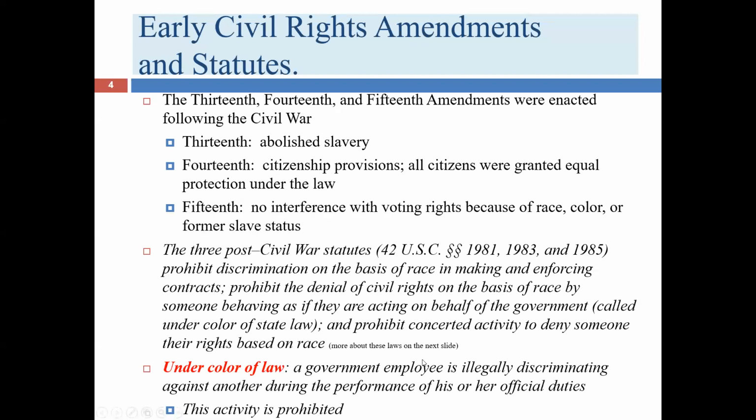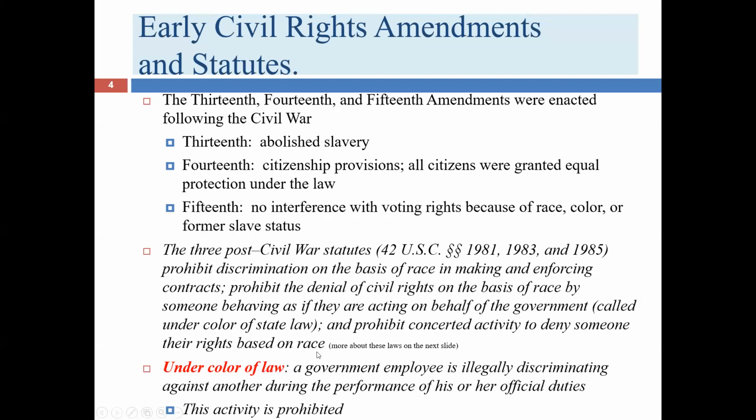I am violating the law. I actually don't have the authority that I claim that I'm having. And so in this context, we would say a government entity is illegally discriminating against another person during the performance of his or her official duties. But really the important part here is that under color of law is when a person is performing his or her official duties. So it doesn't just apply to illegal discrimination. And again, a person's acting under color of law when they're completely behaving themselves.